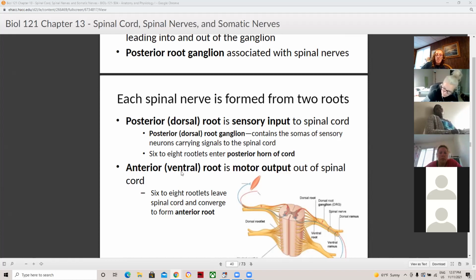The anterior ventral root is the motor output out of the spinal cord, which contains 6 to 8 rootlets that are going to leave the spinal cord and converge to form the anterior root. So remember, dorsal is sensory, or posterior is sensory. Anterior or ventral is motor.